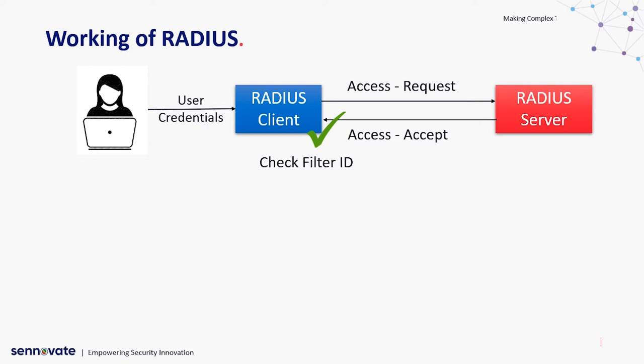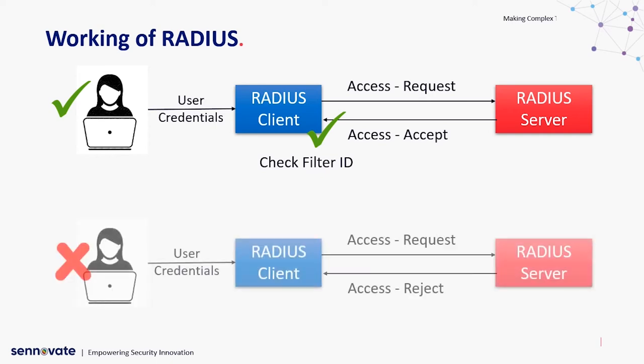The user is finally authenticated and authorized and will obtain access to the RADIUS client. If the user credentials do not match, then the server sends an access reject message. The RADIUS transaction ends and the user is denied access to the system.